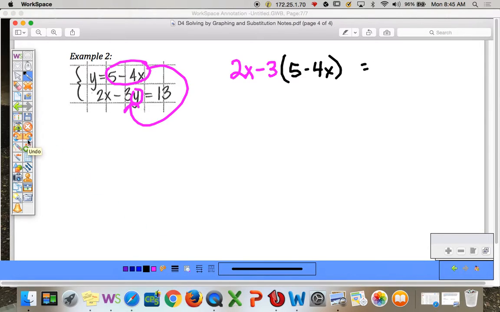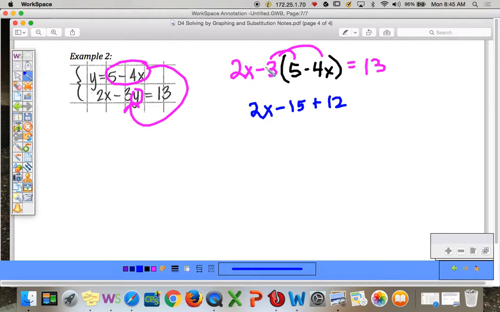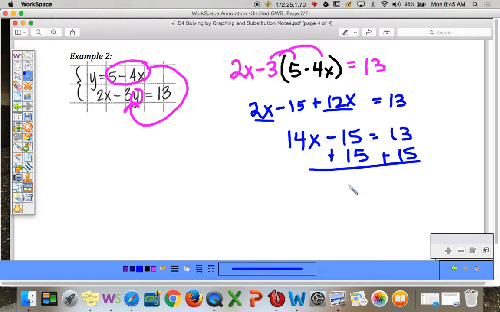Okay, so this equals 13. Again, all we did is plug the 5 minus 4x in for y, and now we solve. Distribute, combine like terms. So we get 2x minus 15 plus 12x, because negative 3 times negative 4x is 12x, equals 13. We'll combine like terms here, so we get 14x minus 15 equals 13. Add 15 to each side, and we get 14x equals 28. Divide by 14, and we get x equals 2.